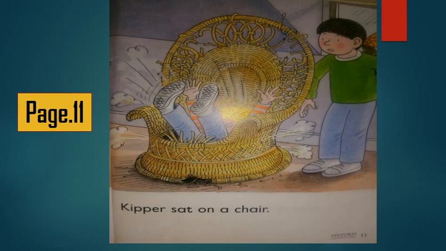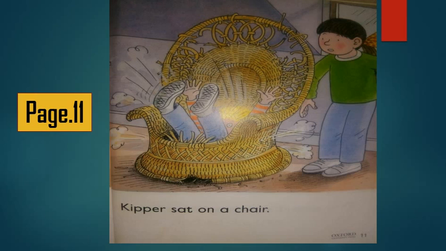Have you opened page number 11? Good. Have a look what Kipper is doing. Look how naughty Kipper is. Kipper sat on a chair. Repeat the sentence with me. Kipper sat on a chair. Highlight chair and sat. Done.